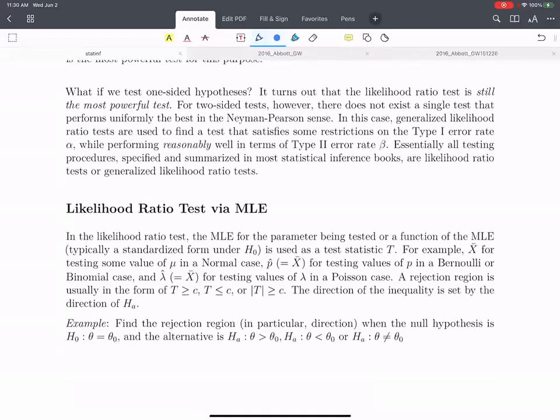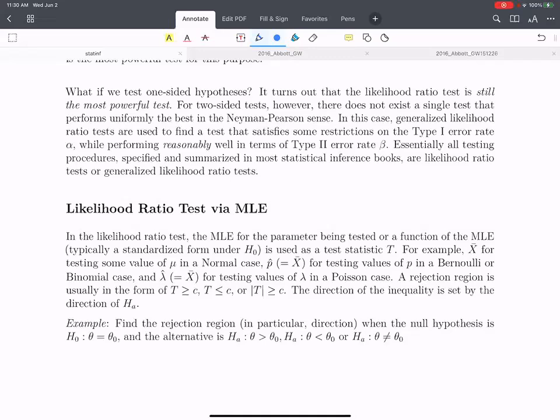So in the Gaussian case, the MLE of mu was the sample mean. In the Bernoulli case, the MLE for the proportion was the sample proportion. For the Poisson case, the MLE for the unknown rate was also the sample mean. And the rejection region, the direction to reject the null, will be determined by the direction of the alternative.